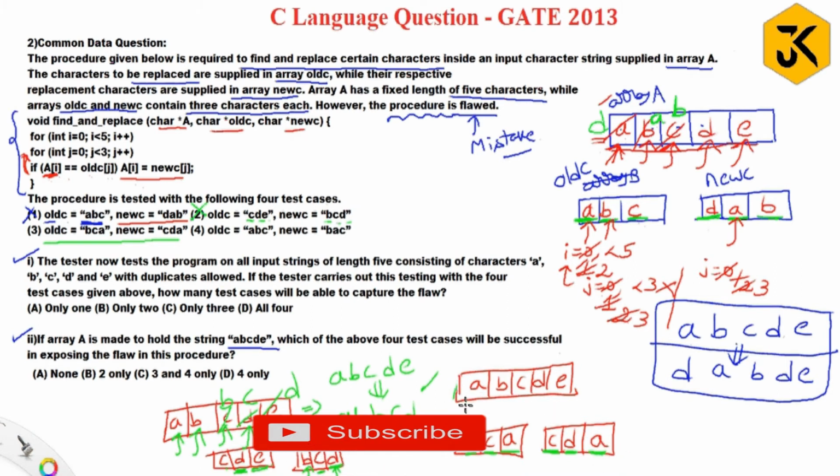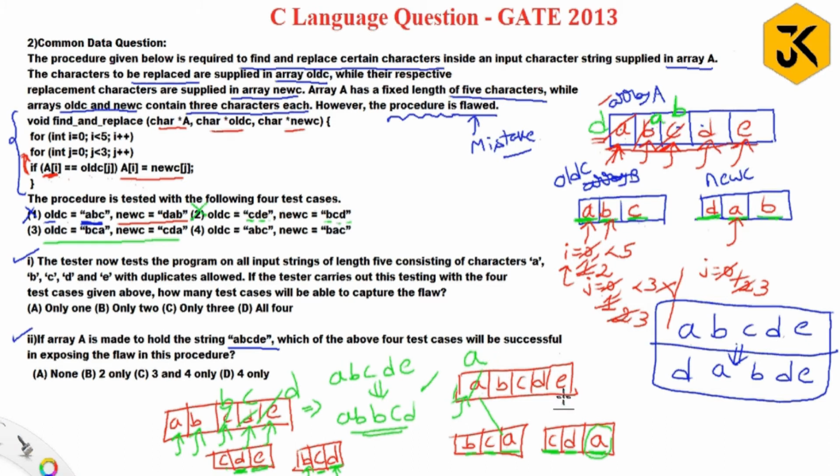Let me trace it out directly. First I have taken the variable A. Is A double equal to B? No. A double equal to C? No. A double equal to A? Yes. When the condition is true, it should be replaced with its corresponding character. That is A, so it should be replaced with A. So the J iteration is completed.